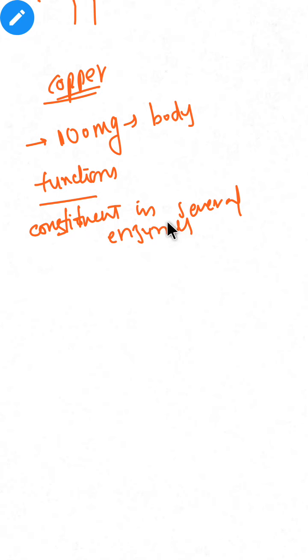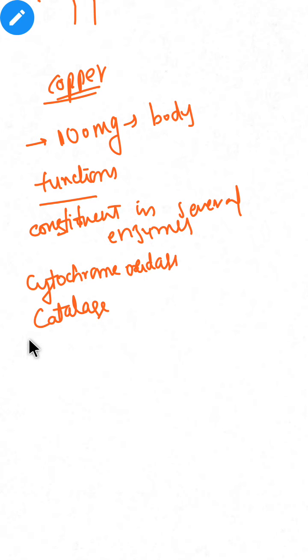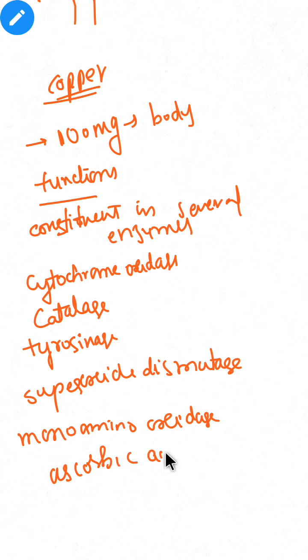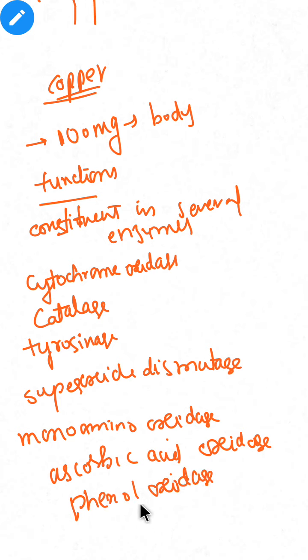Let us list down the enzymes. The enzymes are cytochrome oxidase, catalase, tyrosinase, superoxide dismutase, monoamine oxidase, ascorbic acid oxidase, phenol oxidase, uric acid oxidase, and alpha amino levulinic acid synthase, ALA synthase.